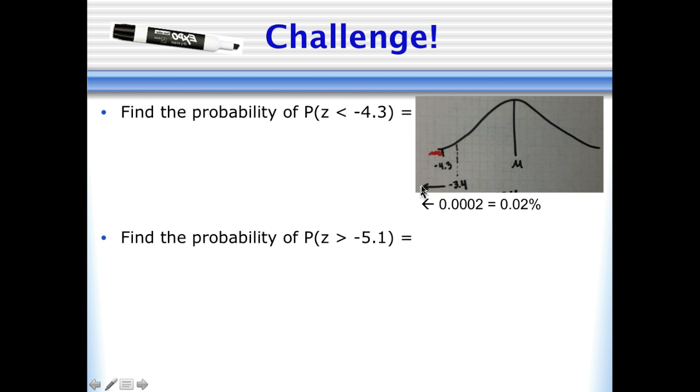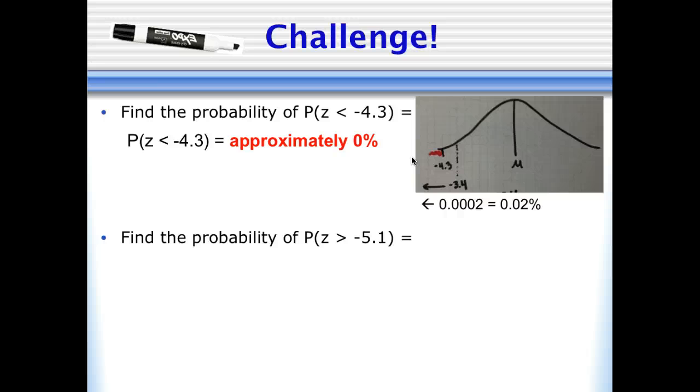Now think logically. If you're even further to the left, how much area is going to be under that z-score? Well, the answer is approximately 0. Technically, yes, there is area to the left of a negative 4.3 z-score, but it is so tiny at that point that we can state it as being approximately 0.